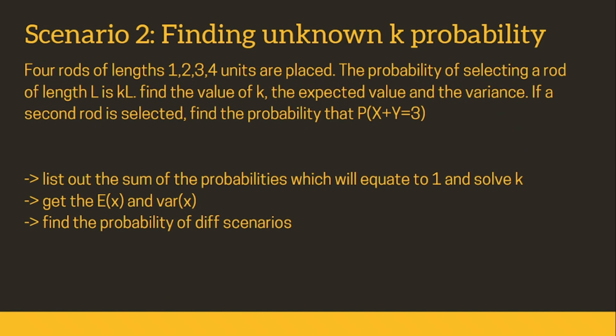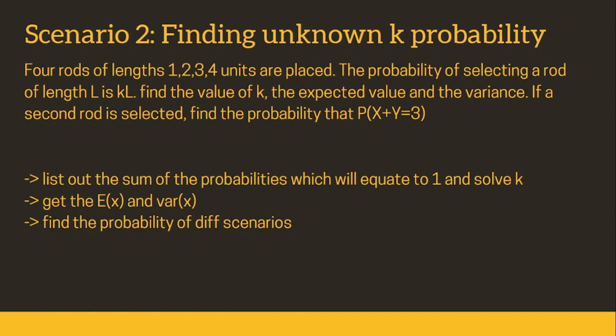Then scenario 2 is finding an unknown k probability. So sometimes the probabilities will be unknown and you have to find it first. So in this case, 4 rods of length 1, 2, 3, 4 units are placed. The probability of selecting a rod of length L is kL. Find the value of k. Then find the expected value and the variance. Then if a second rod is selected, find the probability that the value of X plus Y is equal to 3.